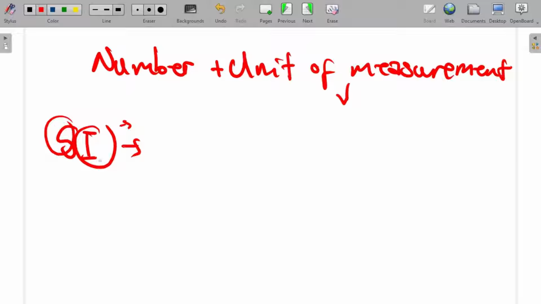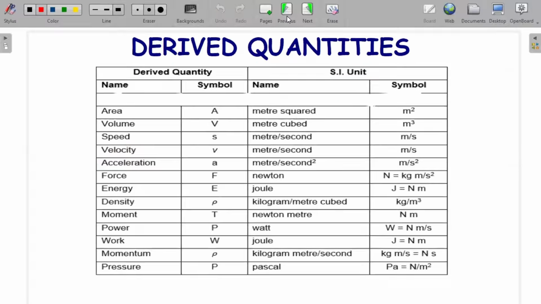Before the SI system of measurement was discovered, there were other systems of measurement being used, but they were limited to specific areas. So for the purpose of global communication and global understanding, they came up with what we call the international system of measurement.